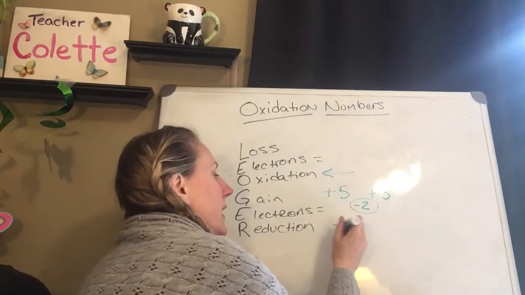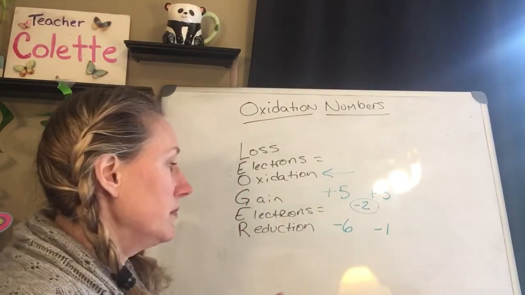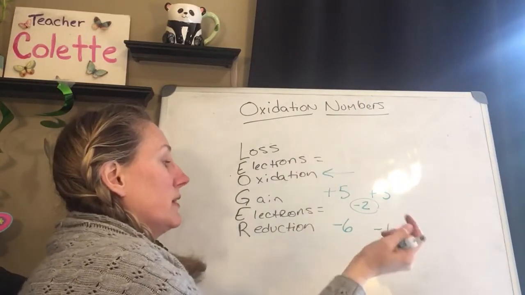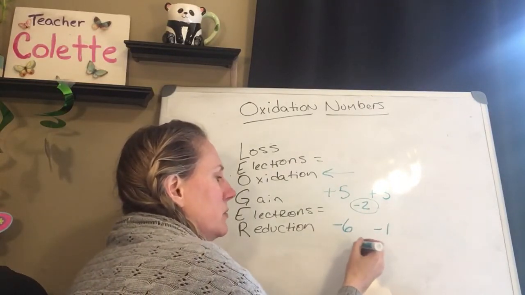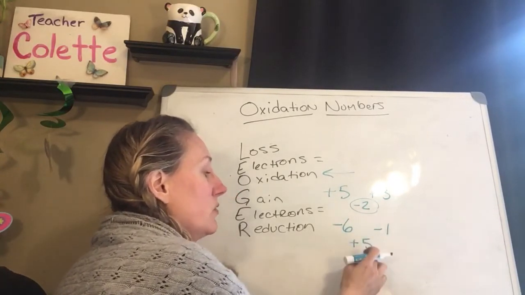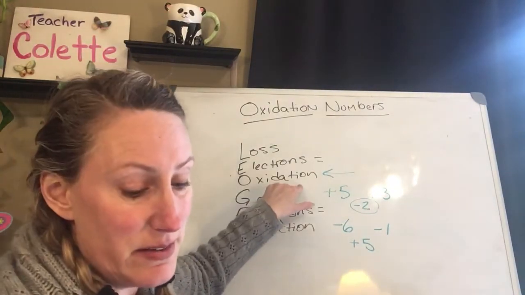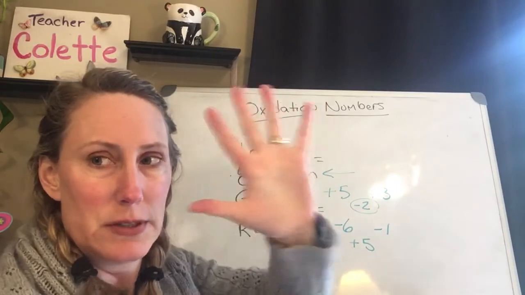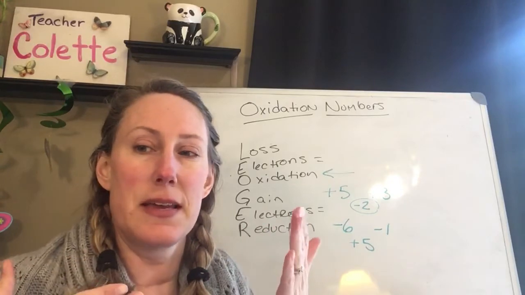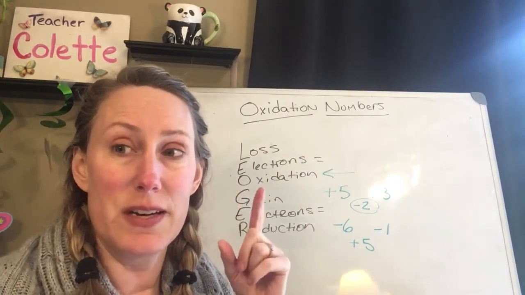If I go from -6 to -1, I got more positive, which means I lost some electrons. How many electrons did I lose? I would have to add 5 to go from -6 to -1. So that means 5 electrons were lost. So I got oxidized and 5 electrons participated in the change. Make sure you understand and get your pluses and minuses straight in your head.